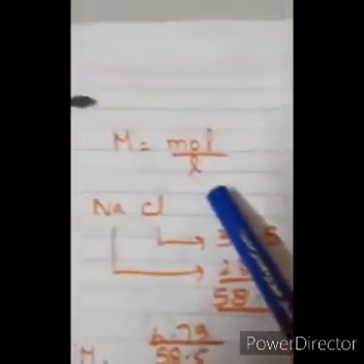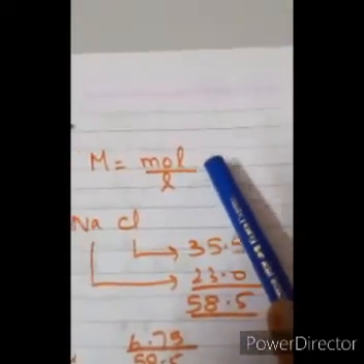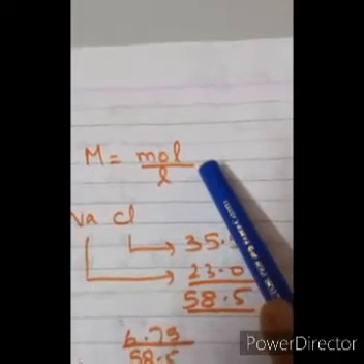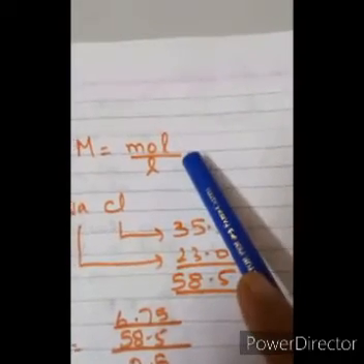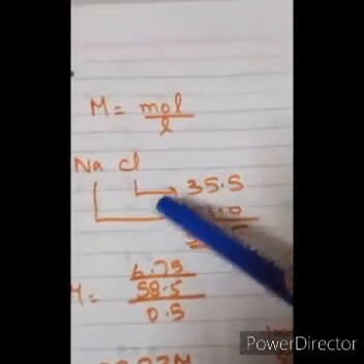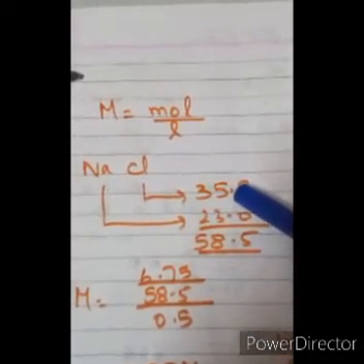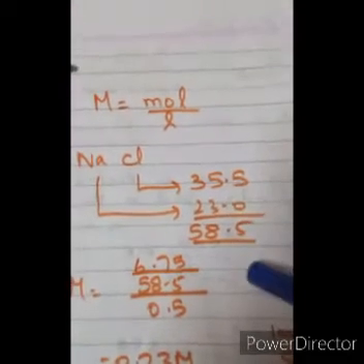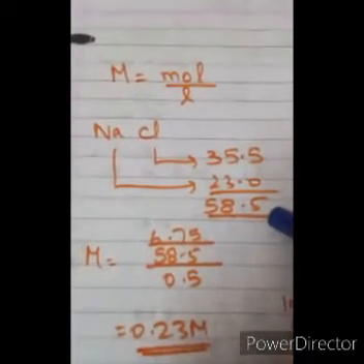So M is nothing but moles per liter. So to get moles, we have to divide the weight given by the molecular weight. Weight given is 6.75. Let us first calculate the molecular weight. For sodium chloride, chlorine is 35.5, sodium is 23. We get the molecular weight as 58.5.